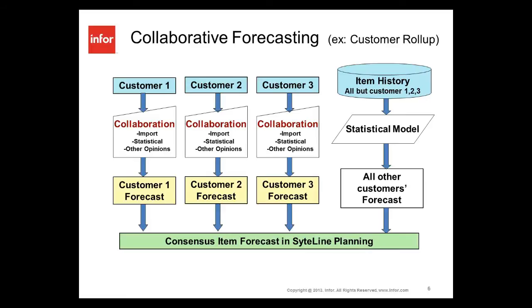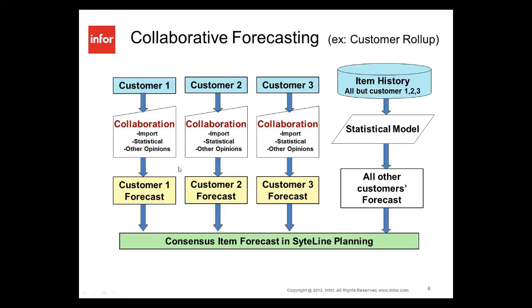This flow chart on the screen shows what it would be like if you were going to forecast by customer. This example is that I've got 3 major customers that purchase an item from me, but then I also have some others. This could be one customer, it could be 10 customers, but just for example here, let's say we have 3. So what you do is you build up a forecast for each of those 3 main customers, and then you let the statistical engine forecast all the other customers that might be buying the item, and it's the total of those forecasts that become the consensus forecast for that item.